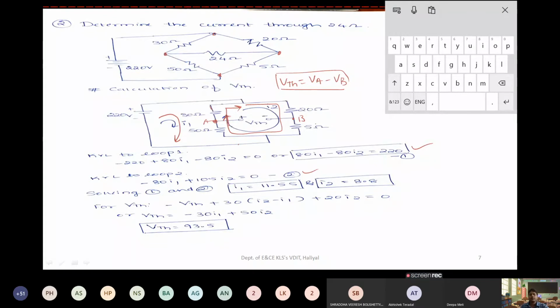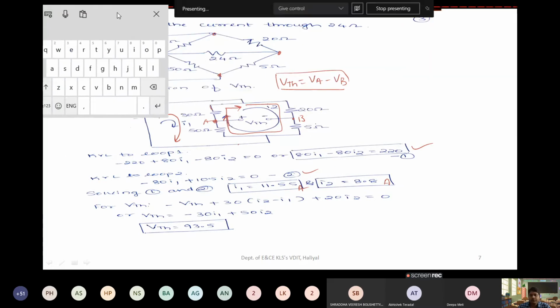And if you solve for both I1 and I2, what you will get is 11.55 amperes and 8.8 amperes. Now, how to find VTH here? If you want to find VTH, you have plenty of options over here.